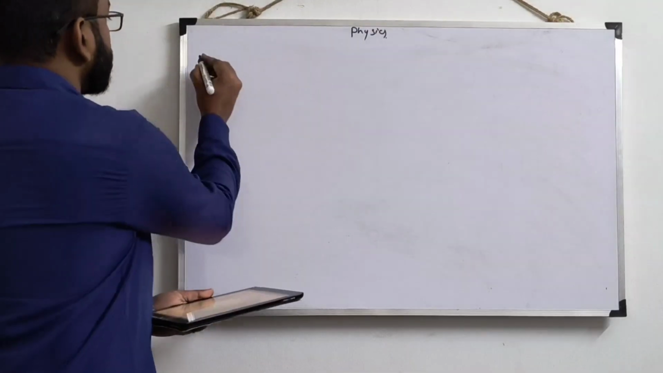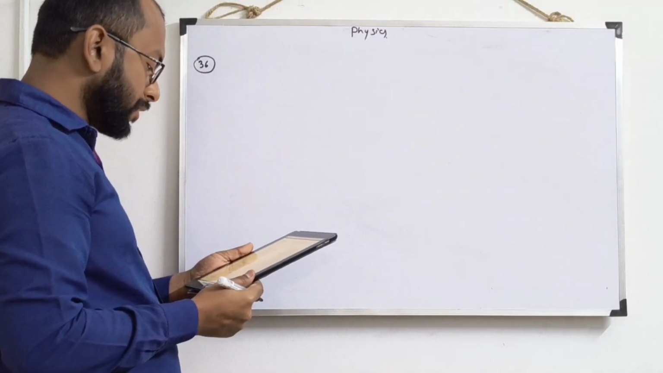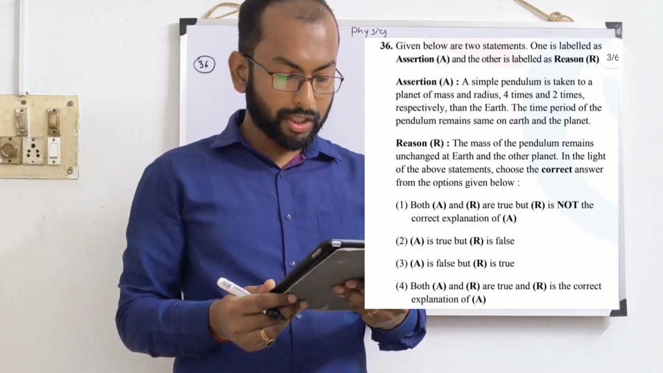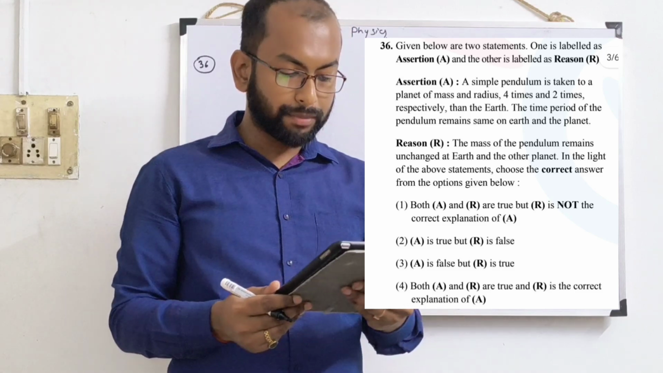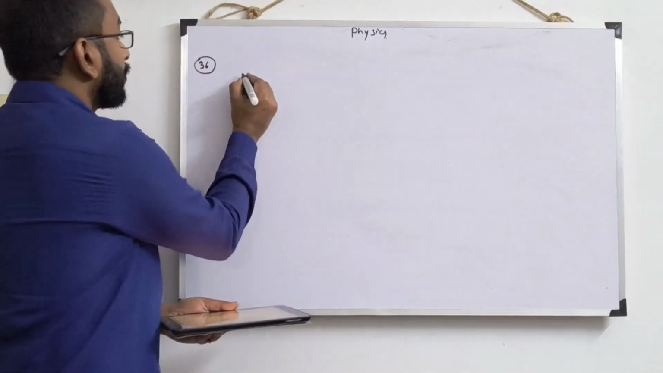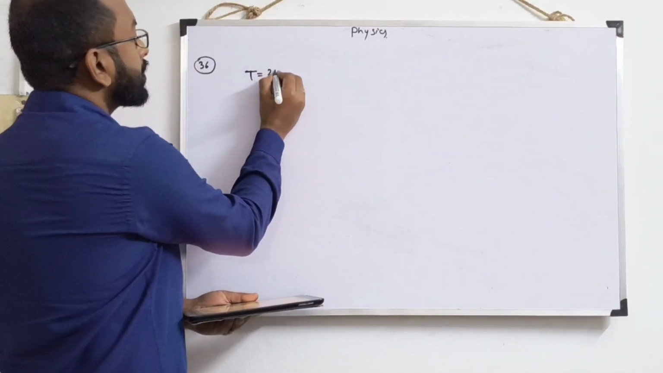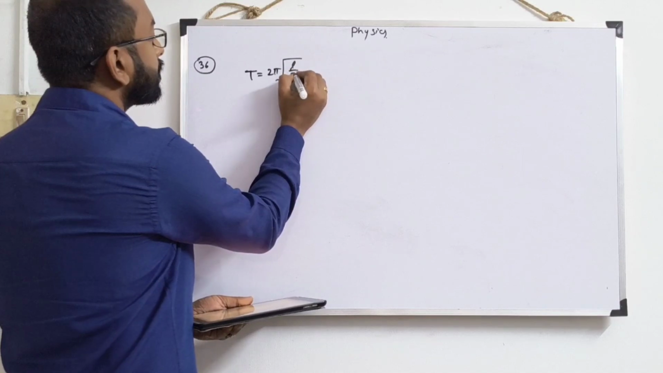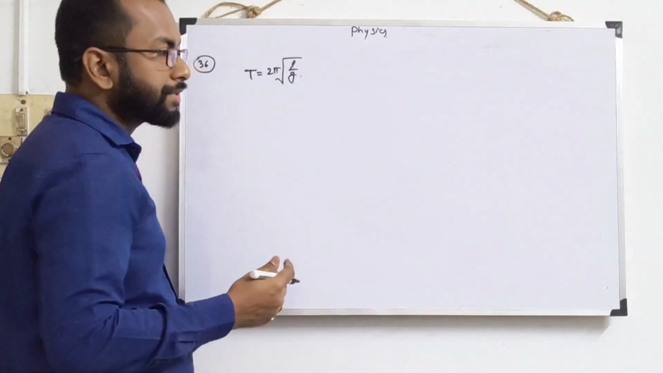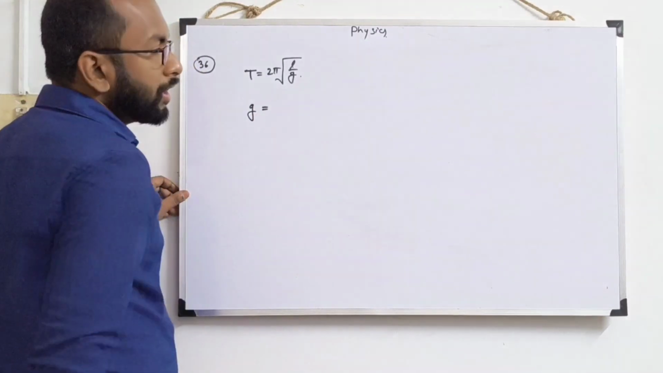The next question, question number 36, is assertion reasoning type, and it says that a simple pendulum is taken to a planet of mass and radius 4 times and 2 times respectively that of the Earth. The time period of the pendulum remains the same on the Earth and the planet. That is true because the time period is 2 pi root L by g. So when mass becomes 4 times and the radius becomes 2 times, what is the change in the gravitational field?